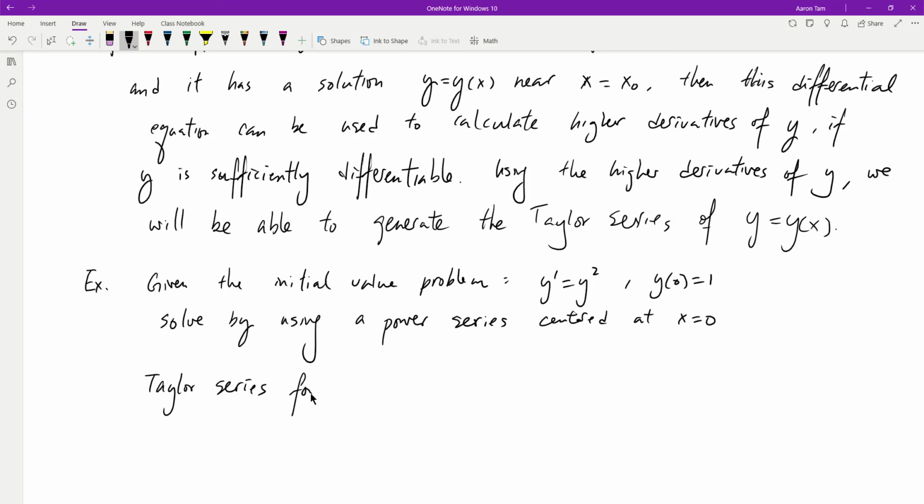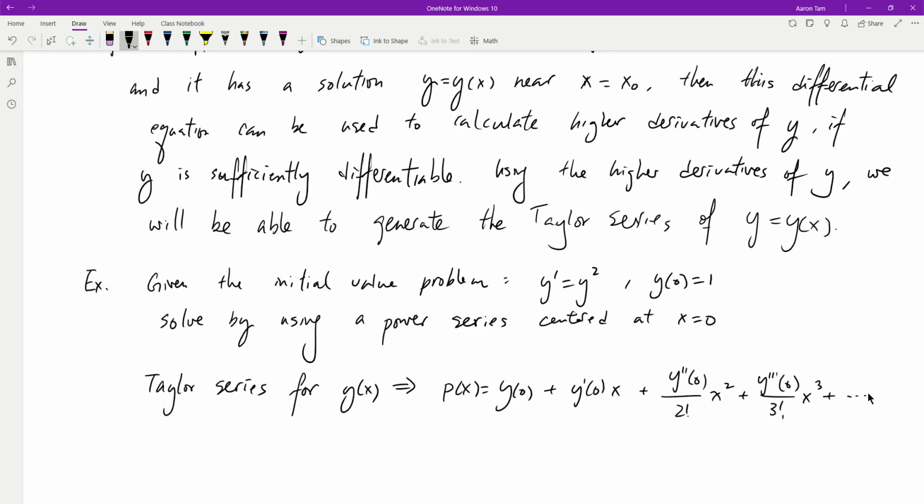The Taylor series for y of x would equal p of x is equal to y of 0 plus y prime of 0 times x plus y double prime at 0 over 2 factorial x squared plus y triple prime at 0 over 3 factorial x to the third plus dot dot dot, on and on. Obviously we're not going to write out the entire Taylor series. However, if we can generate a simple general term or the nth term, we will. If not, we just write out maybe the first 4 terms to show what the series looks like.